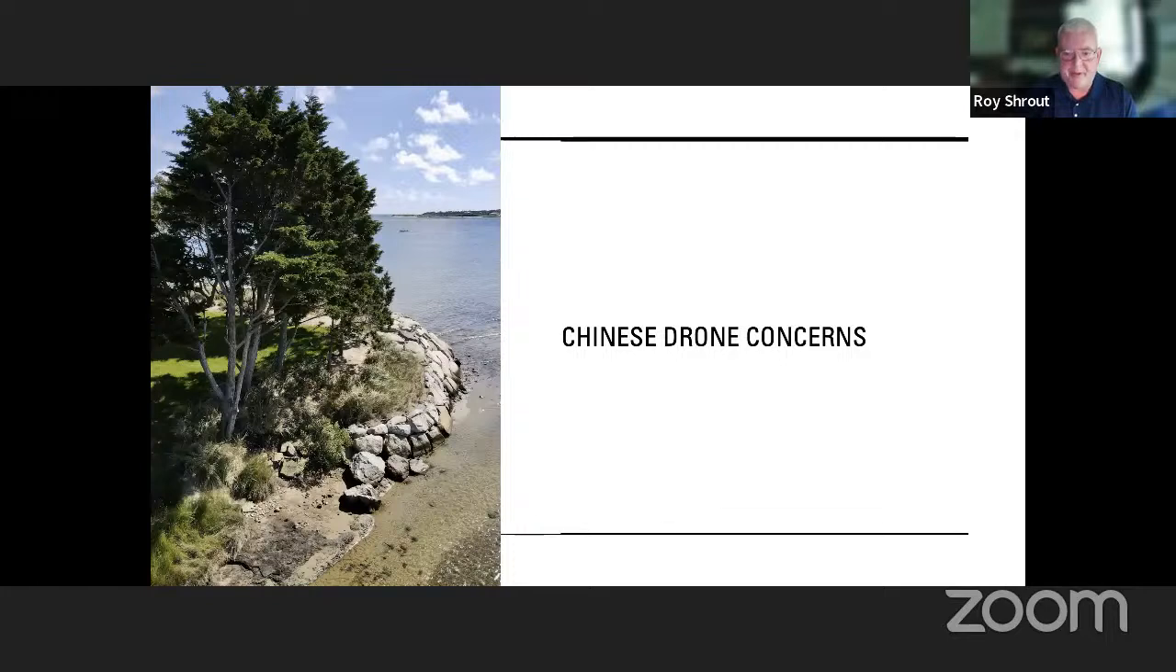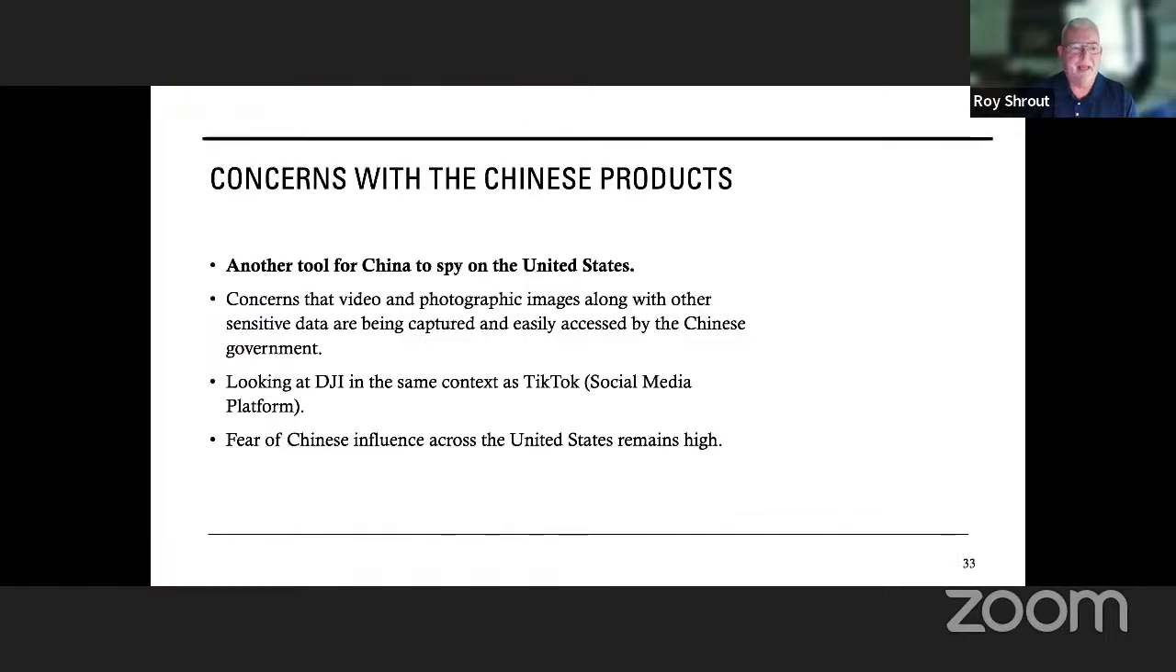Okay, let's talk about the China syndrome. Here are some of the concerns that everybody voices. It's another tool for China to spy on the United States. There's concern that video and photographic images, along with other sensitive data, are being captured and easily accessed by the Chinese government. They look at DJI in the same context as TikTok, and I'm sure you're familiar with TikTok and all the concerns going on with that. And of course, the final piece is that fear of Chinese influence across the United States remains high.